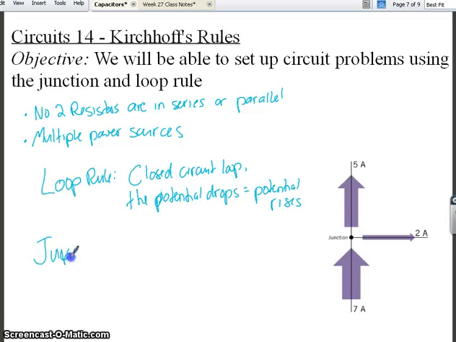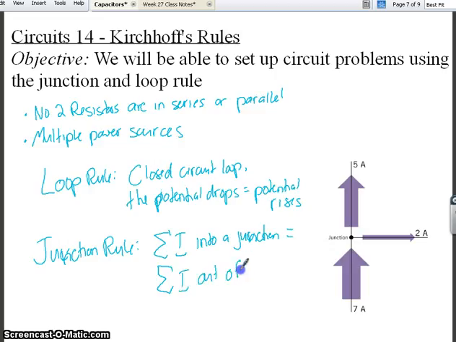The junction rule, J-U-N-C-T-I-O-N, junction rule. The sum of the currents into a junction equals the sum of the currents out of the junction. So if you look at this picture, if there's 7 amps going into the junction, there's going to be 5 and 2 coming out of the junction. The sum going out is equal to the sum coming in. That's an example of the junction rule.